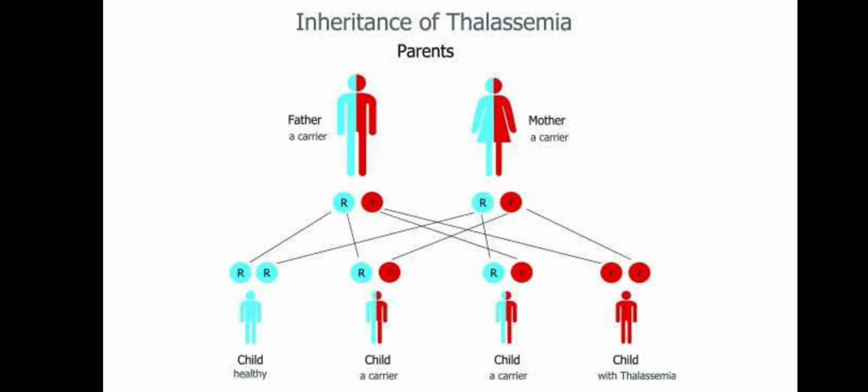The inheritance of thalassemia is autosomal recessive. So, if both the father and mother are carriers for thalassemia, 25% of the children can have thalassemia, 50% are carriers and 25% are healthy.